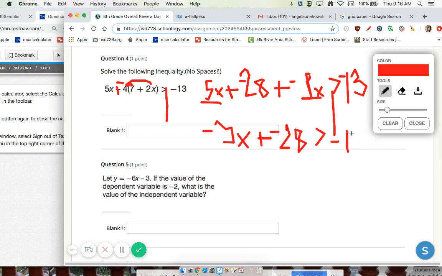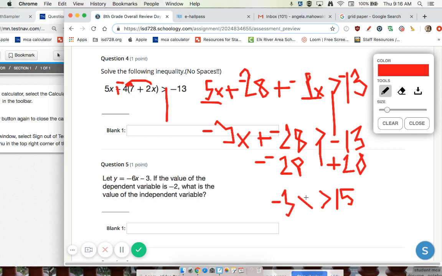Okay, and now I'm going to move what's not sticking to the variable. So you can either just add 28 over, or you can think of it as you need to subtract a negative 28. But either way, that's a plus. So add 28 over, and they're different signs, so I'm going to actually subtract them. That would be 15. And I have more positives. So 15, and then my inequality looks like this still, and a negative 3x.